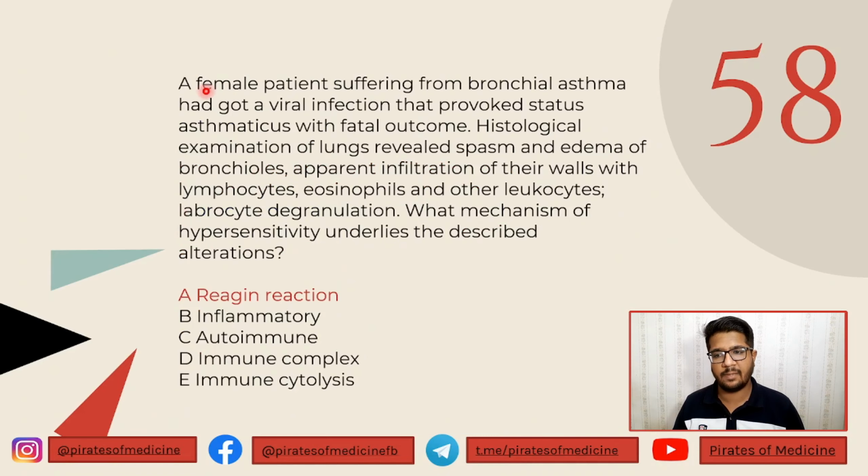Question 58: The female patient suffering from bronchial asthma had got a viral infection that provoked status asthmaticus with a fatal outcome. Histological exam of the lungs revealed spasm and edema of the bronchioles, apparent infiltration of the walls with lymphocytes, eosinophils, and other leukocytes, and labrocyte or mast cell degranulation. What mechanism of hypersensitivity underlies the described alteration?